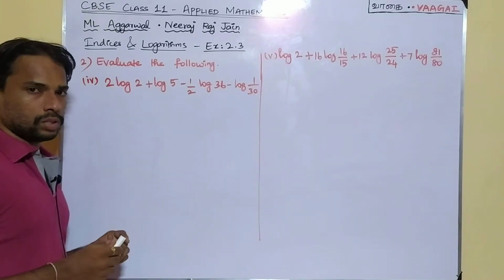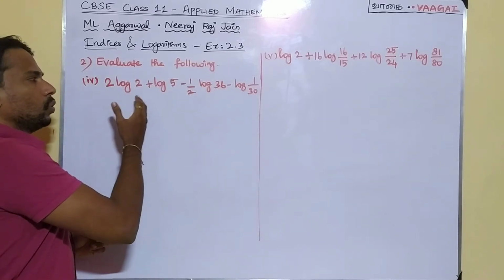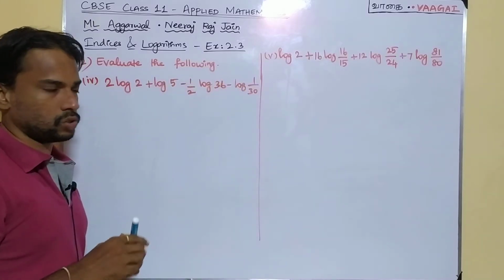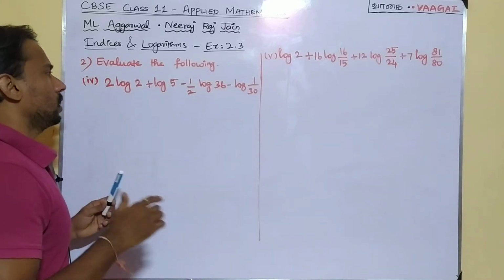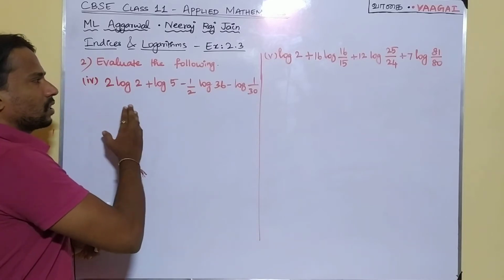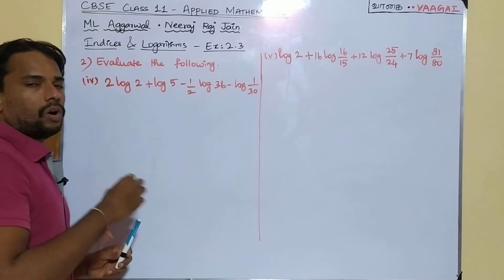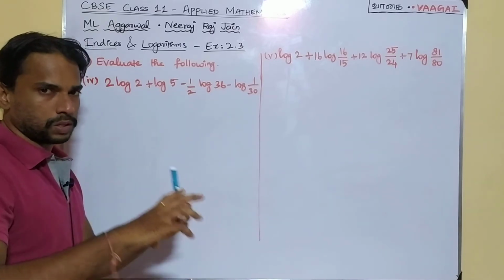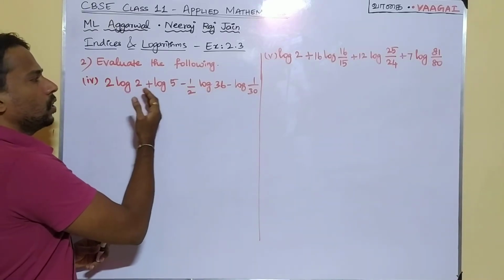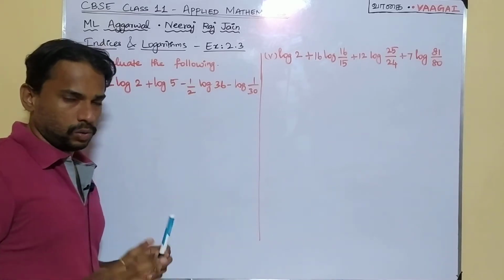Now coming to the 4th subdivision of the second question. Here we have the question as 2 log 2 plus log 5 minus half of log 36 minus log of 1 by 30. Now what I'm going to do is write everything as log of some value. See how many terms are here. There are totally 4 terms: 1, 2, 3 and 4. All these 4 terms I'm going to write as log of some value.